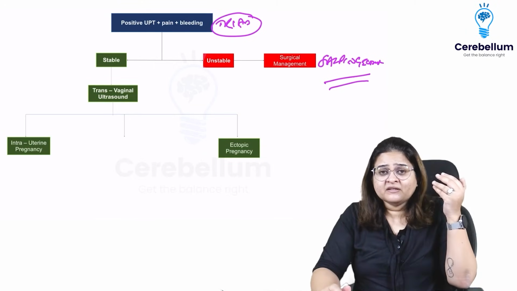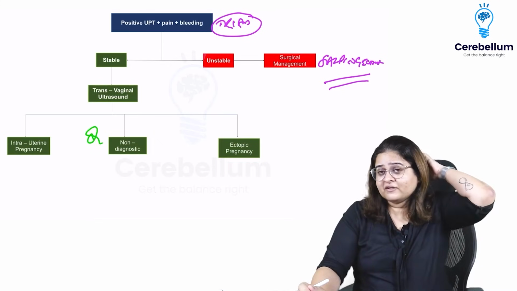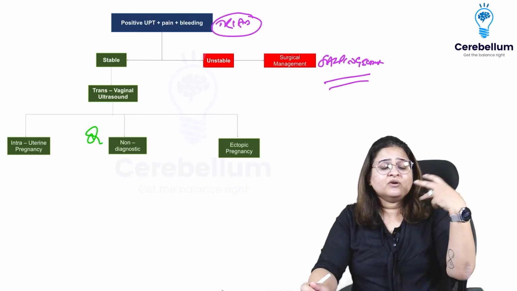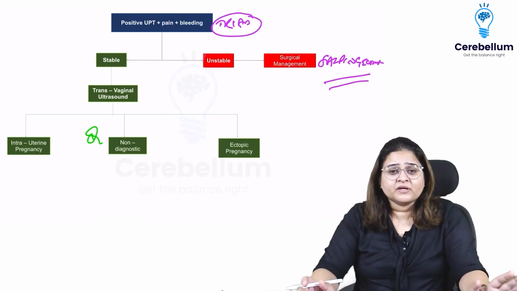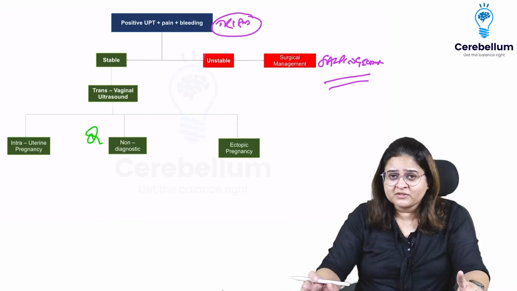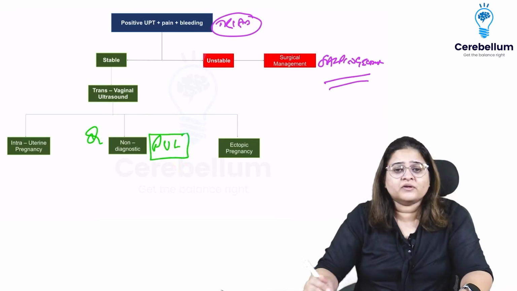Problem tab aati hai when you don't see anything on the scan. And this has come as a question once or twice. That UPT is positive, she's having some pain, bleeding, but you do a scan and you see nothing. Okay, that means everything looks normal, but you know there's a pregnancy there because the UPT is positive. This is called a pregnancy of undetermined or unknown location.